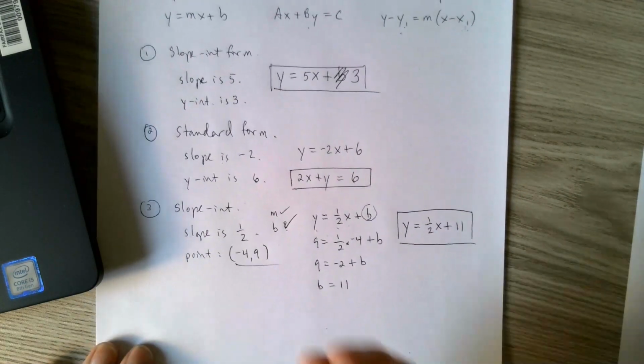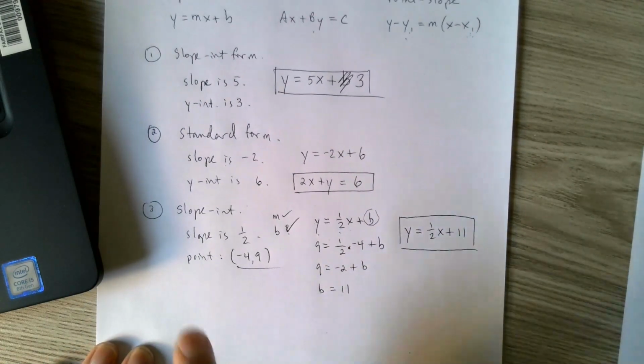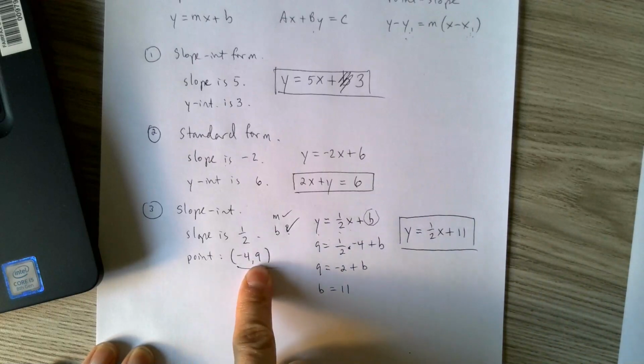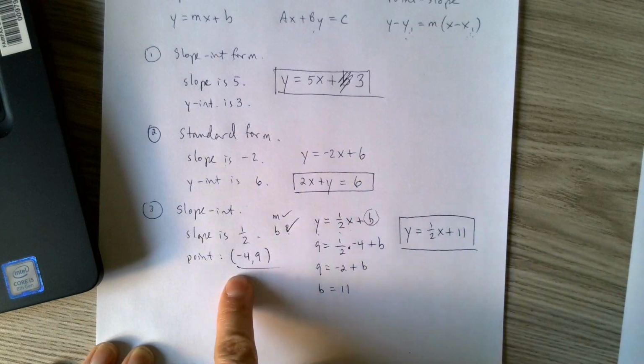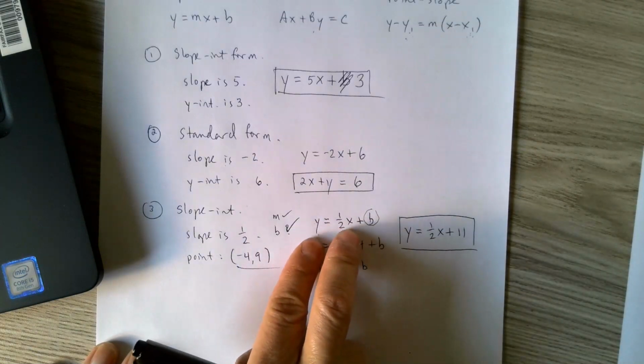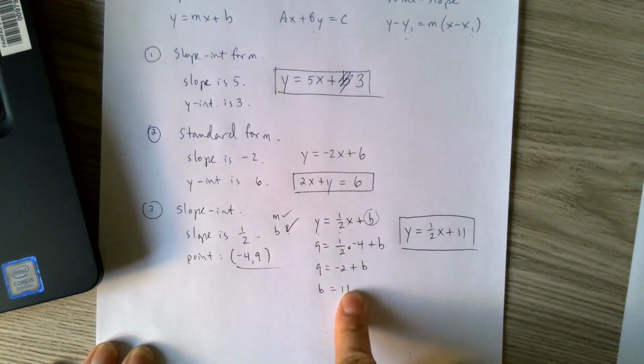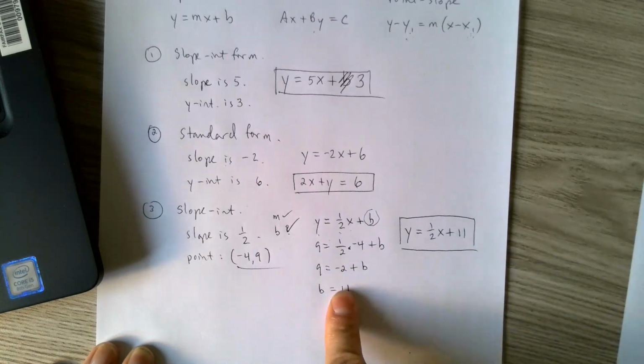Okay, so when I pull back the information and I don't give you the y-intercept, but I give you some other point, plug in the slope, plug in the point where x and y are, solve for b, and then you'll know your b.